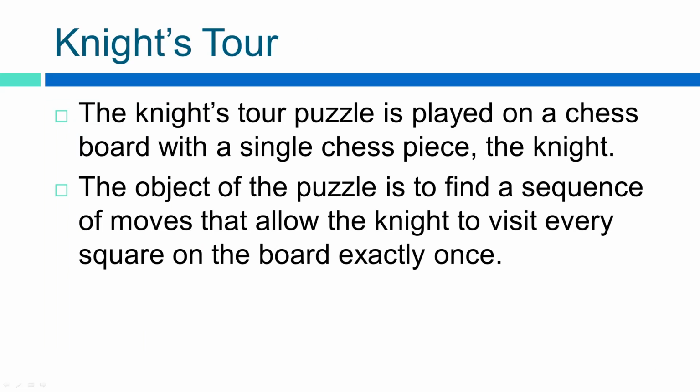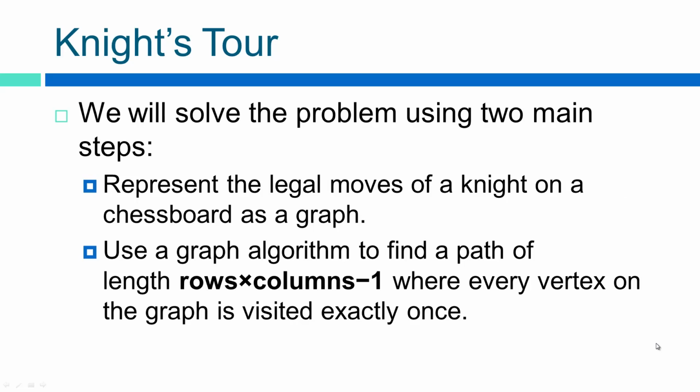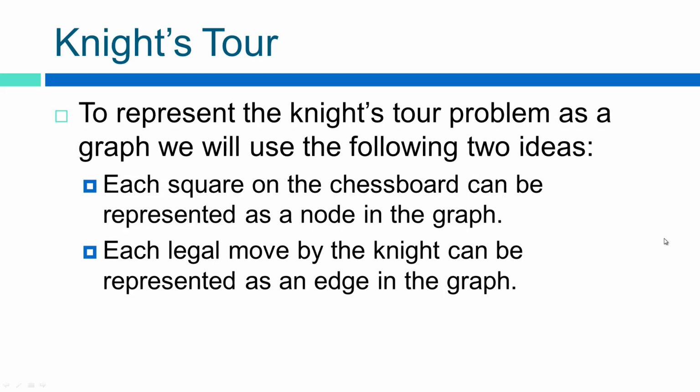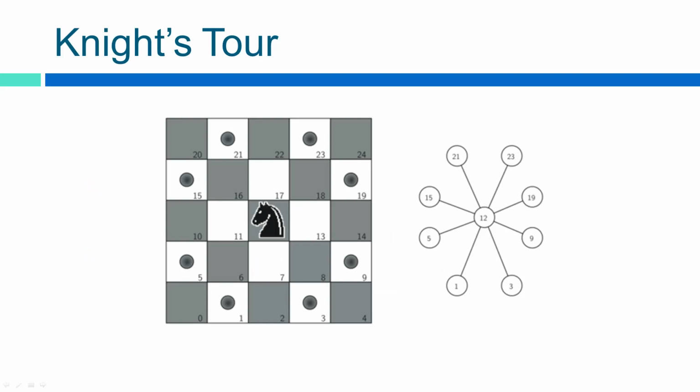So what is the Knight's Tour puzzle? Well, the Knight's Tour puzzle is played on a chessboard with a single chess piece, the knight. And the object of the puzzle is to find a sequence of moves that allow the knight to visit every square on the board exactly once. You don't need to know too much about chess to get this puzzle, but we're going to solve the problem using 2 main steps. One is to represent the legal moves of a knight on a chessboard as a graph. And then we can use a graph algorithm to find a path of length rows times columns minus 1, where every vertex on that graph is visited exactly once. So let's go ahead and check this out.